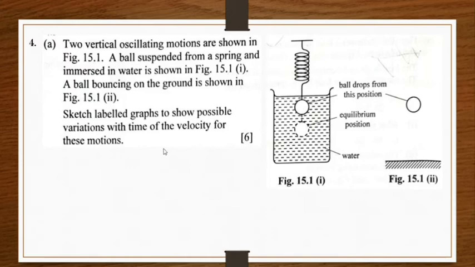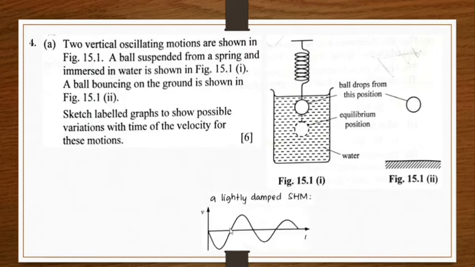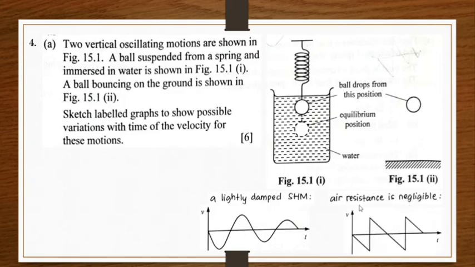So a possible velocity time graph for 15.1 I is a lightly damped simple harmonic motion. So a lightly damped simple harmonic motion will be like this. It begins its motion downwards, and then the amplitude is getting smaller. And then this is the possible velocity time graph for the second figure here. When we assume that the air resistance is negligible, then the velocity time graph will be like this, with equal gradient.